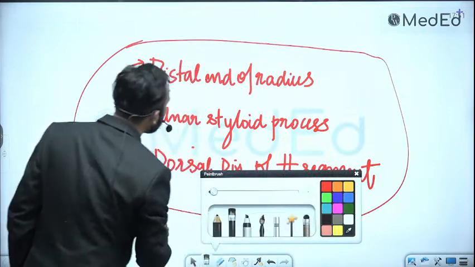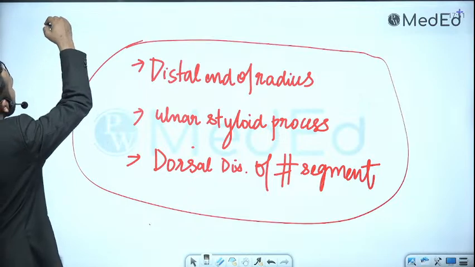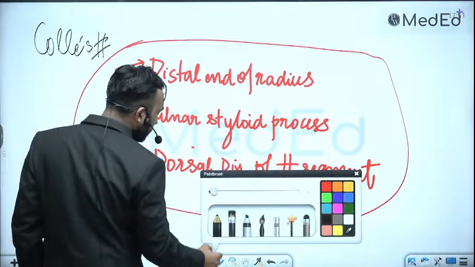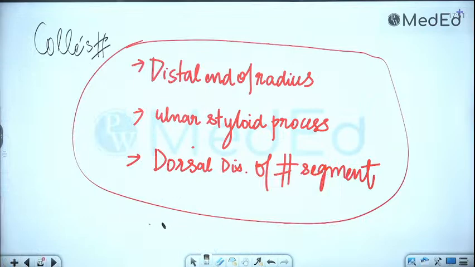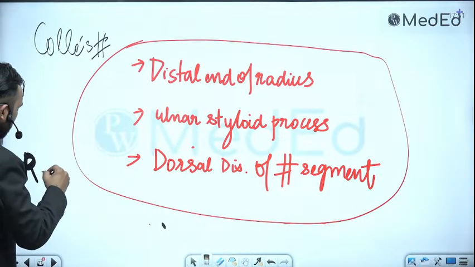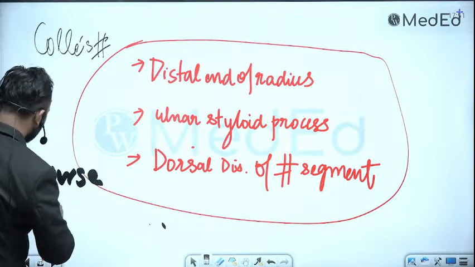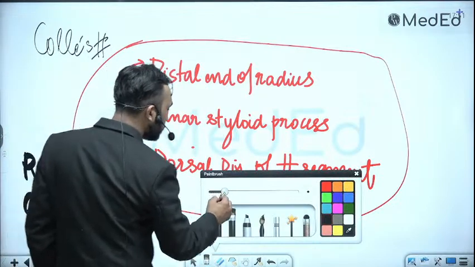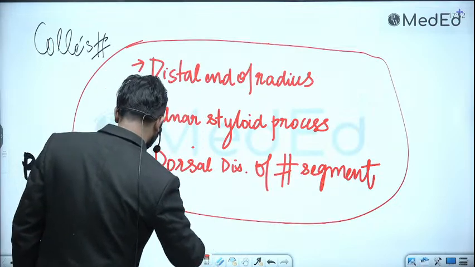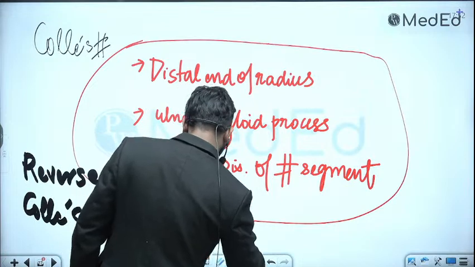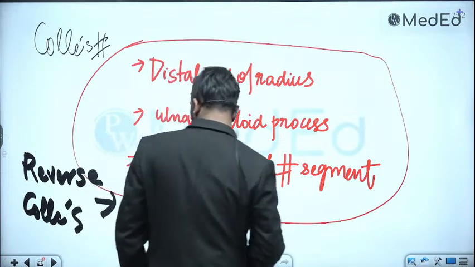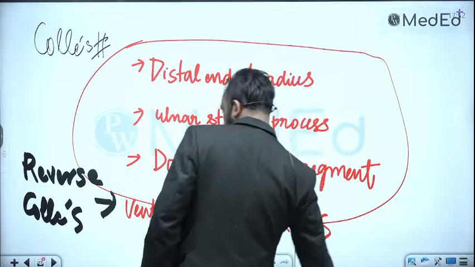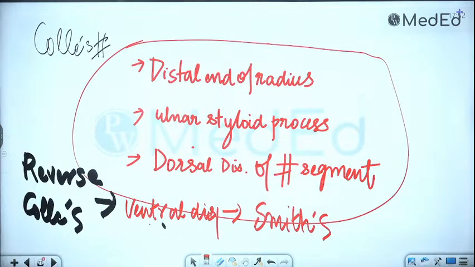Anyone? So these three are important features of Cole's fracture, right? You are going to find all these three features in Cole's fracture. And if we talk about reverse Cole's fracture, in that you will see there will be ventral displacement of the fractured segment, and because of that ventral displacement, that is also known as Smith's fracture, right? So are we clear with all these facts?